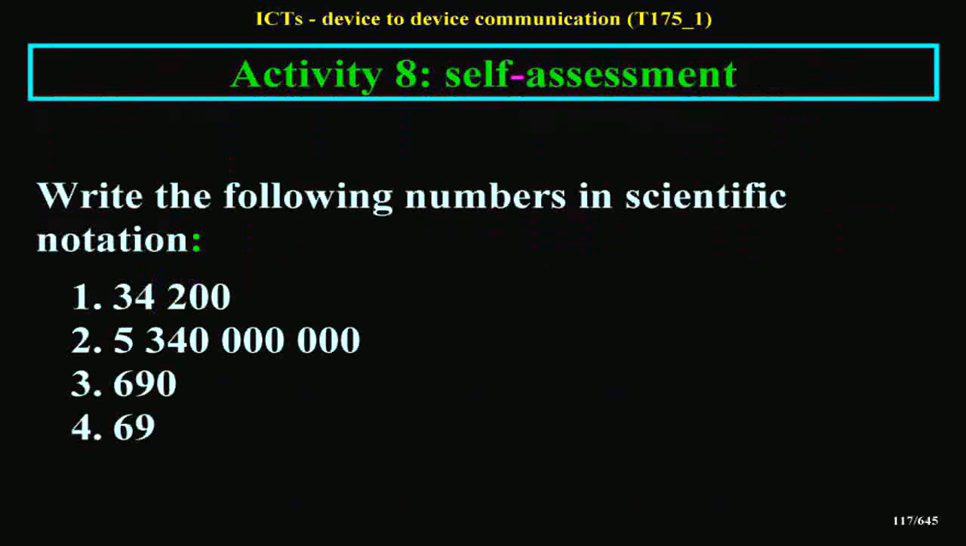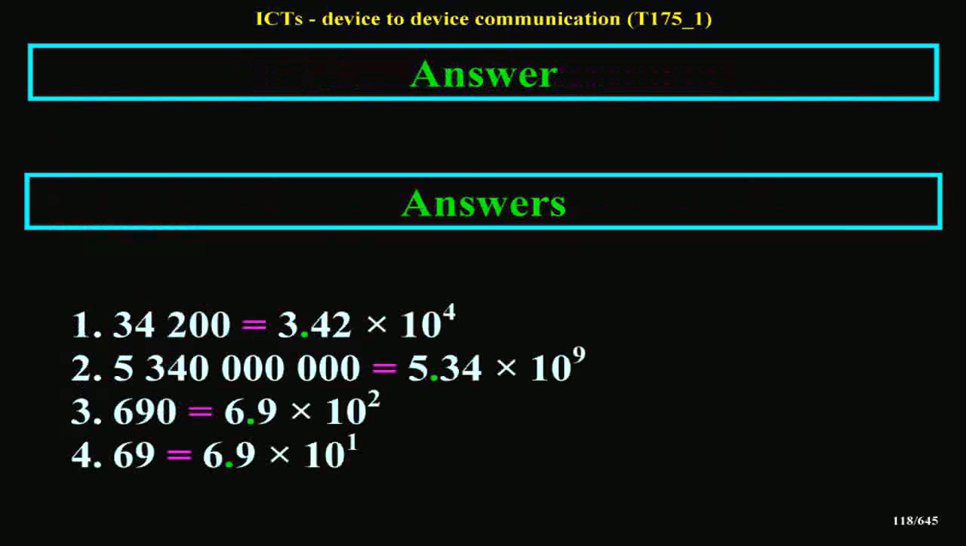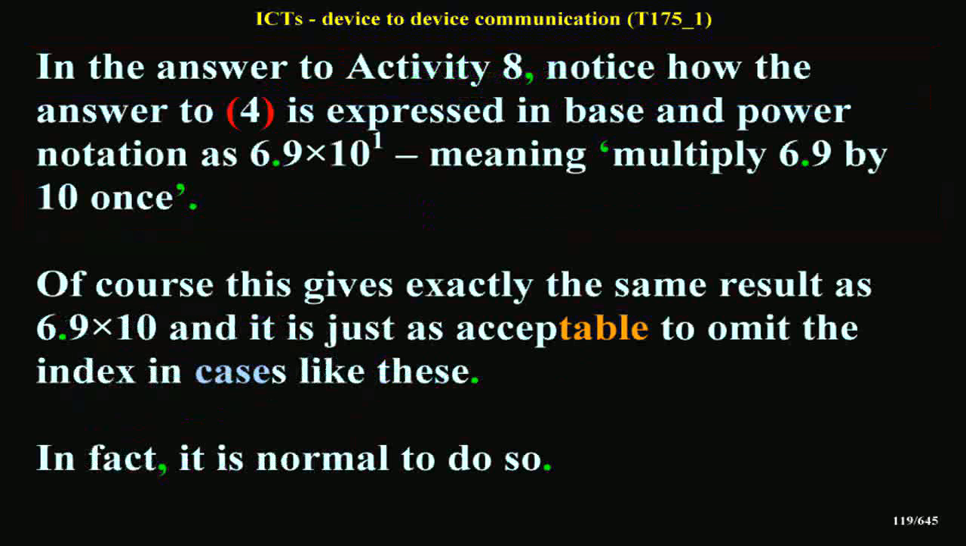Activity 8. Self-assessment. Write the following numbers in scientific notation: 34,205; 340,000; 690; 69. Answers: 34,200 equals 3.42 × 10⁴; 5,340,000 equals 5.34 × 10⁶; 690 equals 6.9 × 10²; 69 equals 6.9 × 10¹.